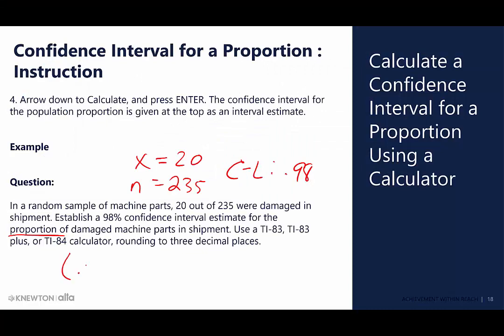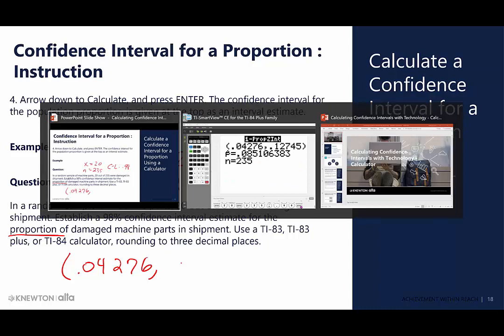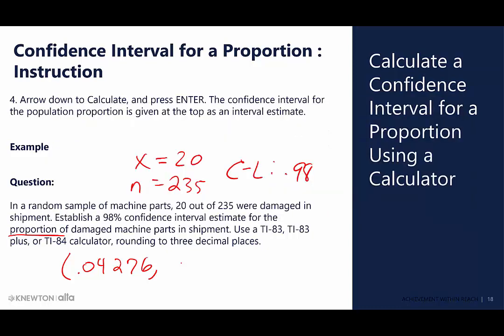0.04276 up to 0.12745. And thus we are 98% confident that the population proportion of all machine parts damaged in that shipment is somewhere between those two proportions.